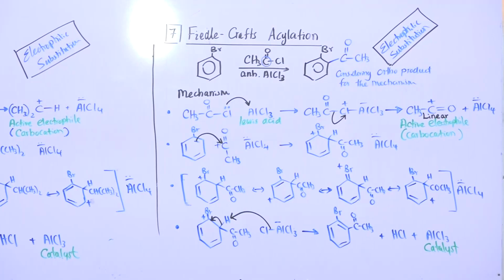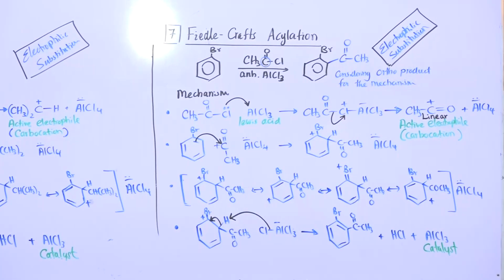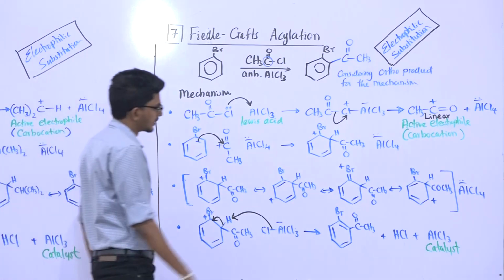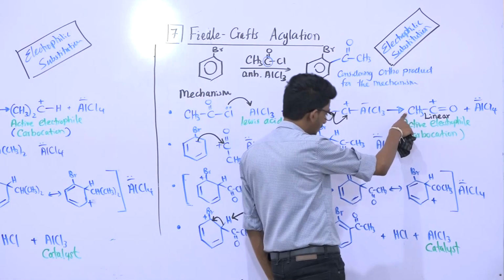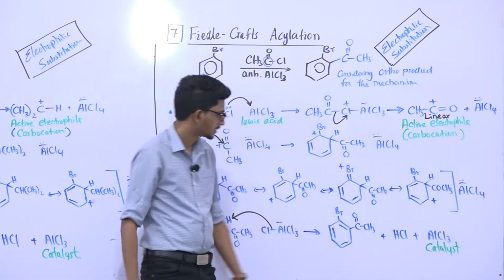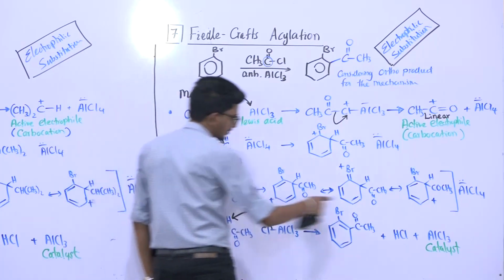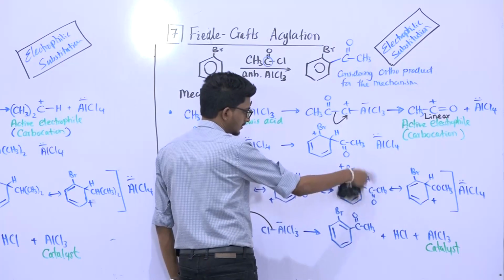These are some mechanisms involving carbocations, right? So you have carbocations appearing with the active electrophile as well as with the arenium ion. Arenium ion, right? These are carbocations. This one as well. This is a bromonium ion.